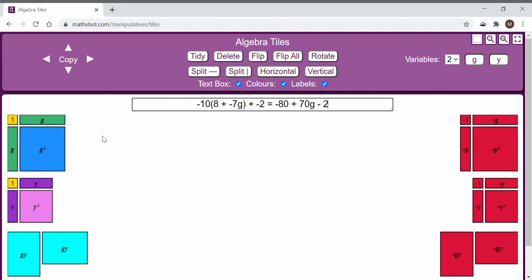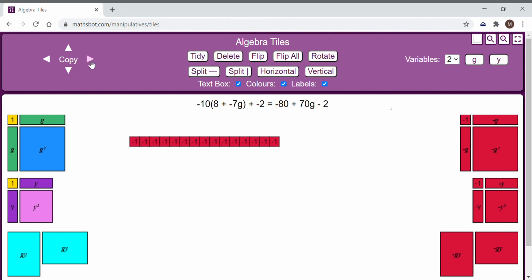So now we want to build that. Negative 80 plus 70g minus 2. Now, we don't want to click on negative 1 80 times. That's just way too much. Okay, it's going to take a long time to do negative 80. So let's tidy up and let's find a more effective way of doing that.